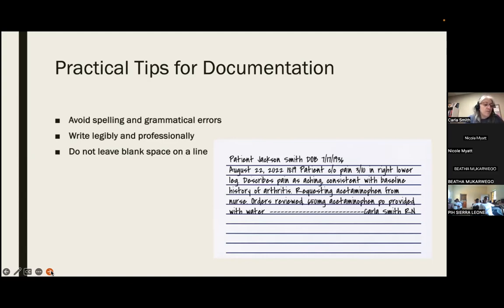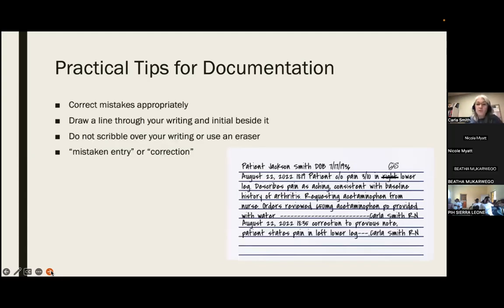It's important to remember that the documentation is not just for your eyes, but for the next person coming in, and it's also a legal document. Sometimes there's a typo, there might be a mistake, but there's a proper way to correct that, and I'm going to show you. We want to correct mistakes appropriately. You draw a single line through the error, and you initial beside it. Don't scribble over it. Don't use an eraser.